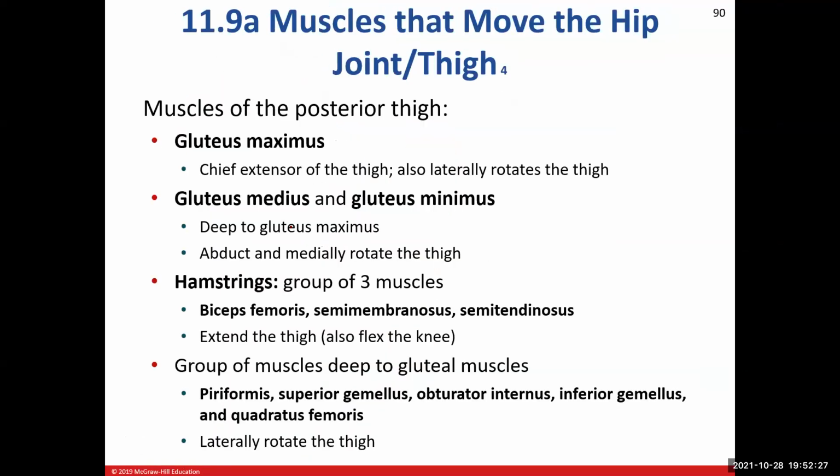All right, posterior portion of the thigh. The biggest muscle that stands out the most is the gluteus maximus muscle. So therefore, it's the biggest, so it's going to do the heavy lifting. It's pretty much going to be doing extension. So when you go to wind up to kick something and you bring your leg as far back as you can, gluteus maximus muscle plays a big role in that.